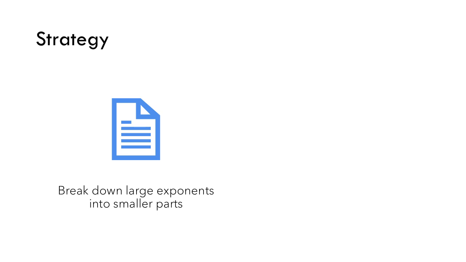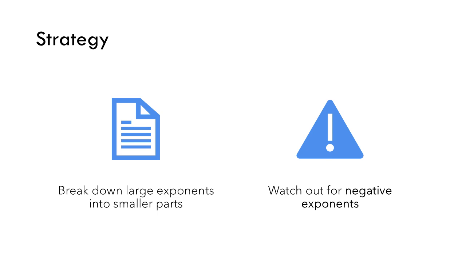2. Watch out for negative exponents. Negative exponents might seem tricky at first, but they follow a simple rule. You flip the fraction. For example, a to the power of negative 3 equals 1 over a to the power of 3. When you come across negative exponents, make sure to flip them, turning them into a fraction where the negative exponent becomes positive in the denominator.